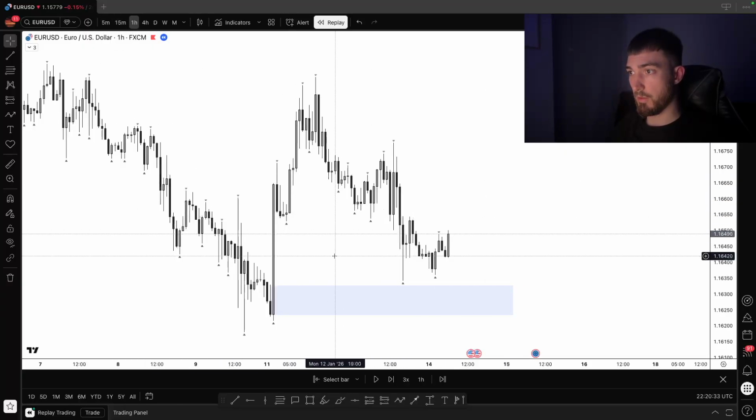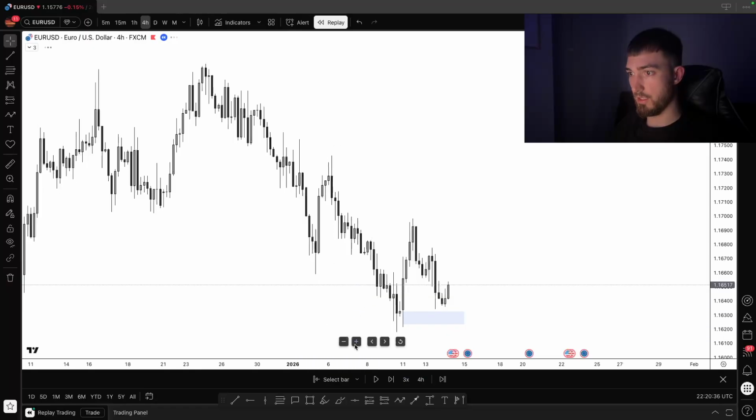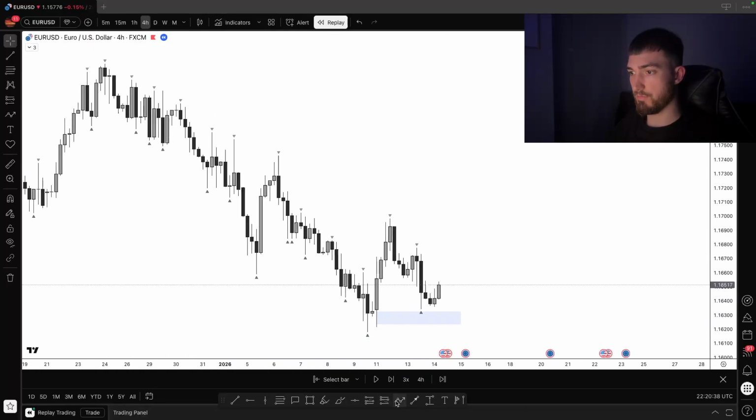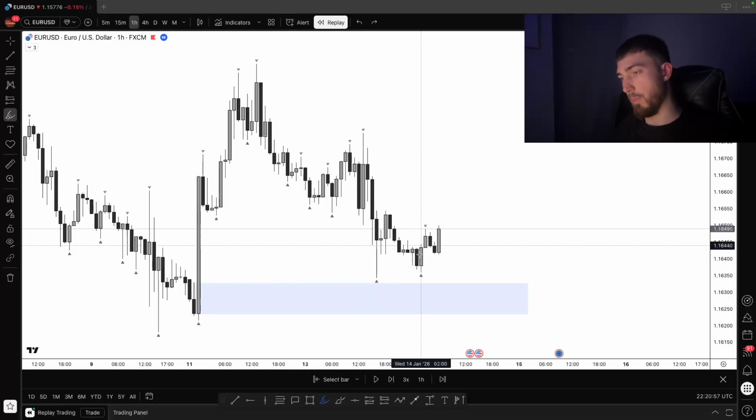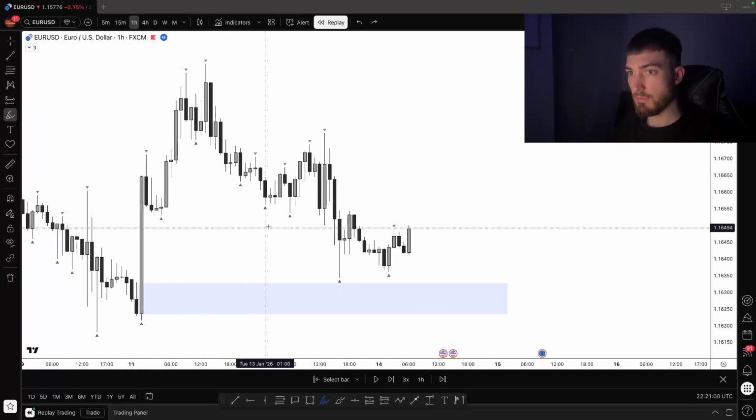So if we start on the 4-hourly, you can see that quite obviously price was moving down. We were making lower lows, lower highs, lower low, lower high, lower low, lower high, lower low, lower high. You get it. So on the 4-hourly, I was bearish. Given I was bearish on the 4-hourly, let's see if I can align that on the hourly time frame. Most recent break was to the downside here.